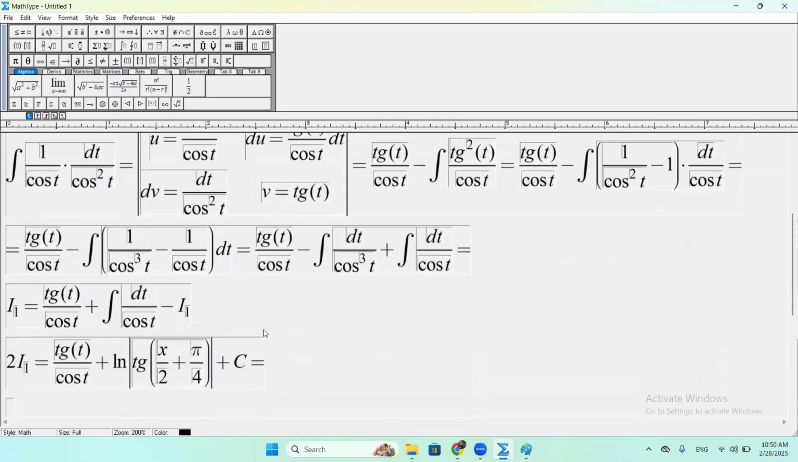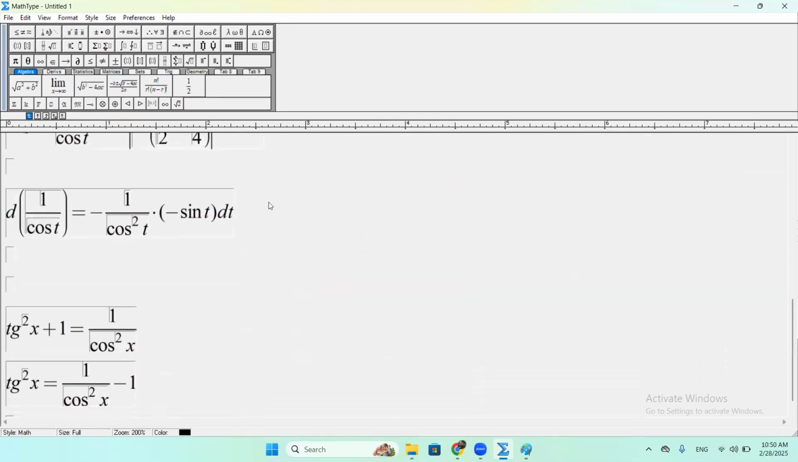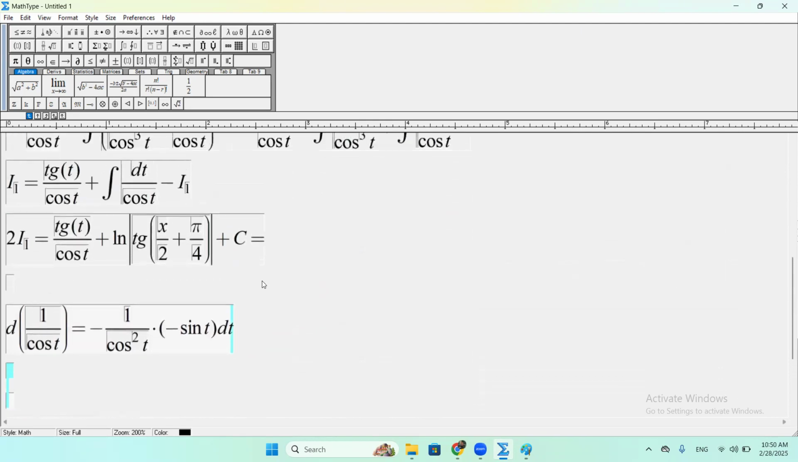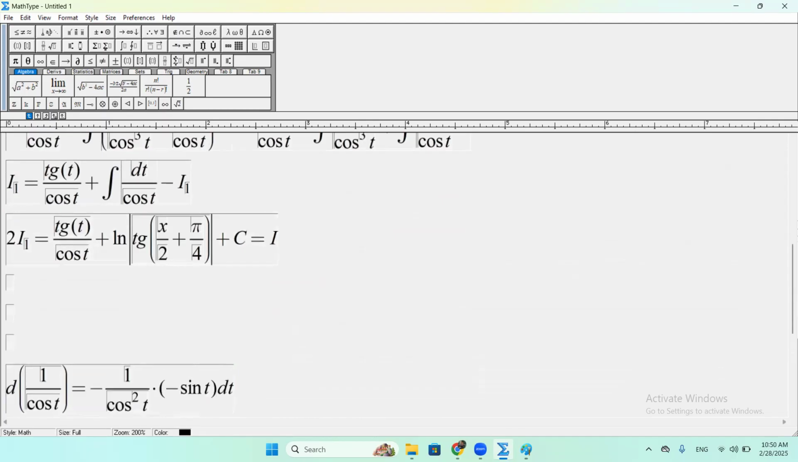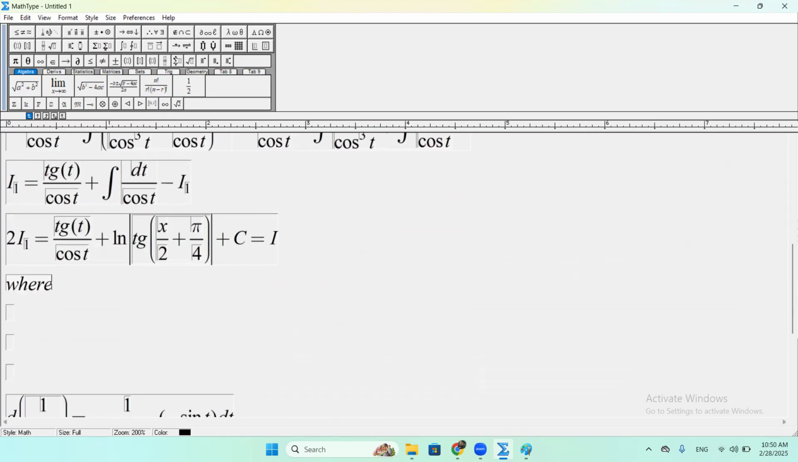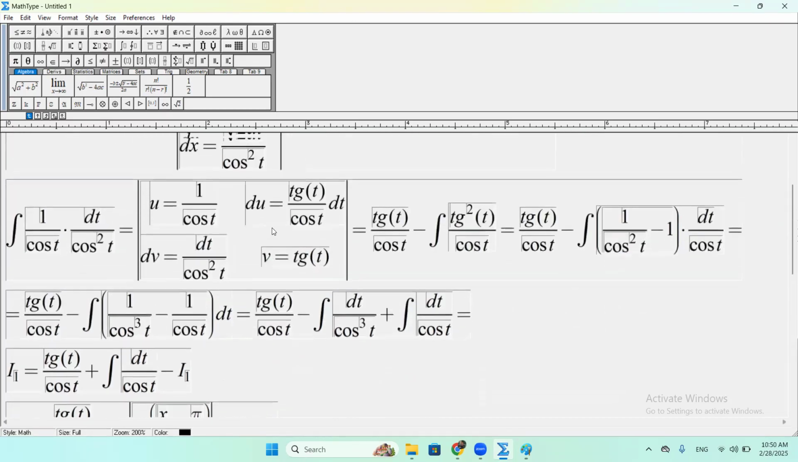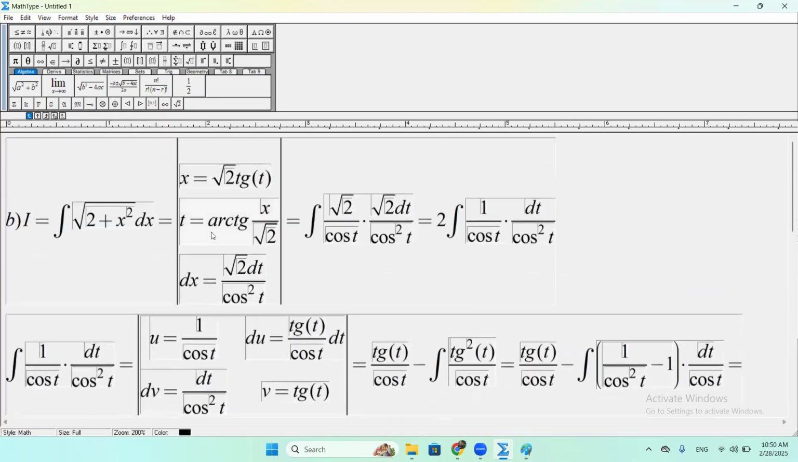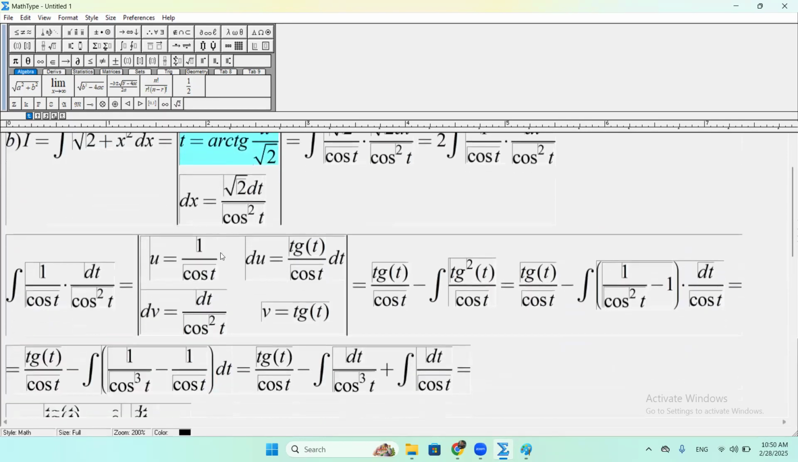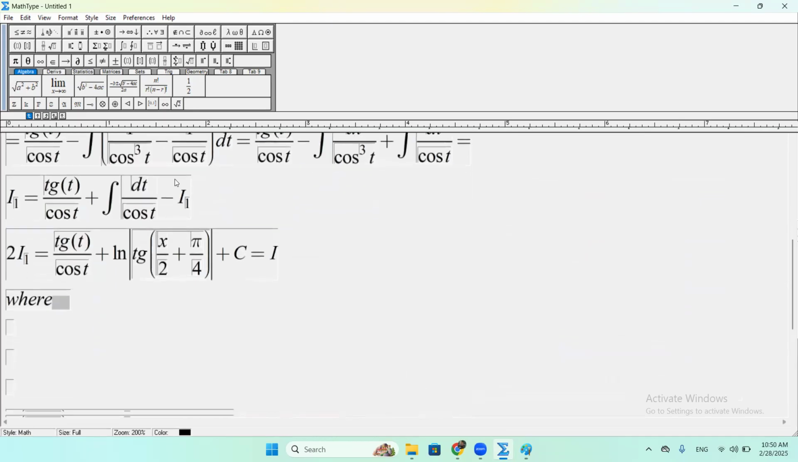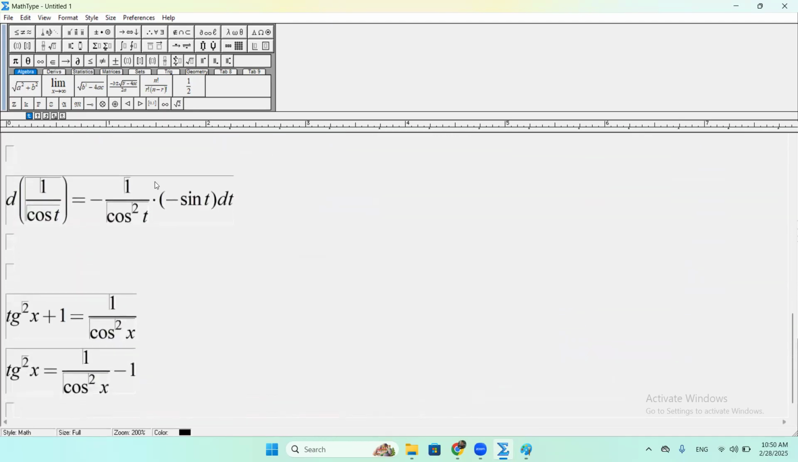So let's write I here. And that's not, of course, the final answer, because we must return to the previous variables, where t equals arctangent of x divided by square root of 2. Any questions about this exercise?